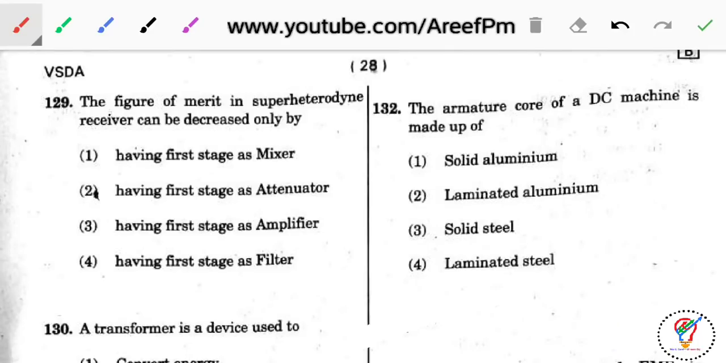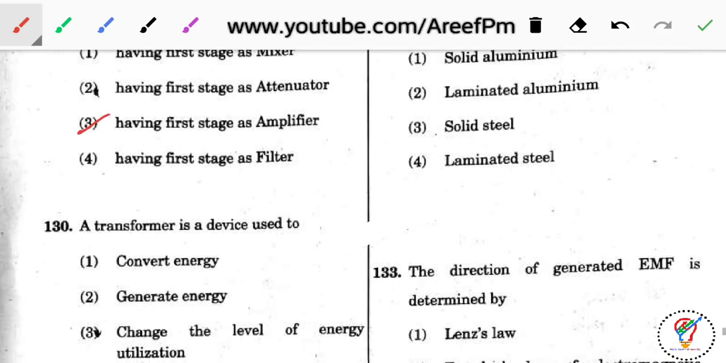Next question, question number 129. The figure of merit in a superheterodyne receiver can be decreased only by having a first stage amplifier. Now next, 130th question here.